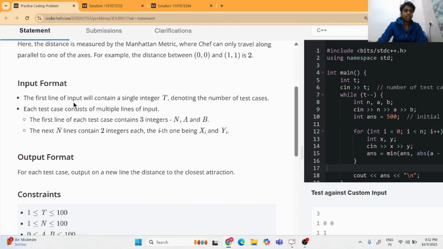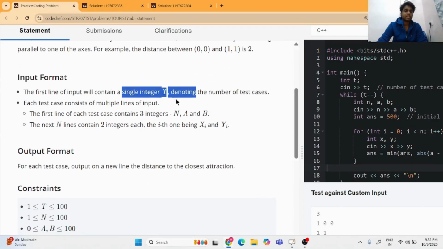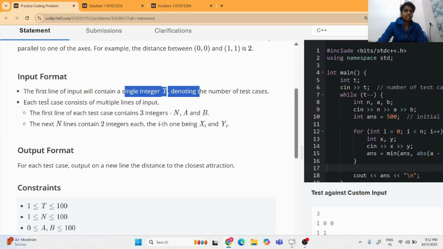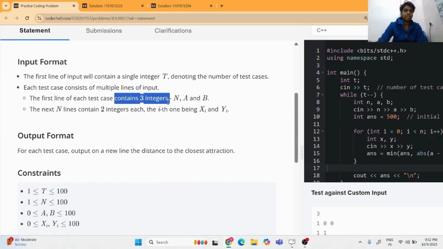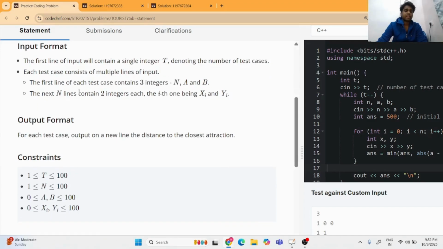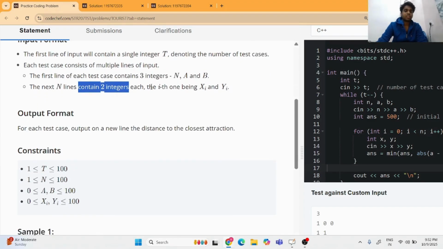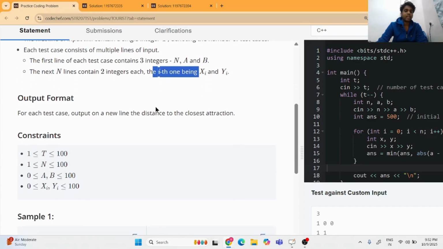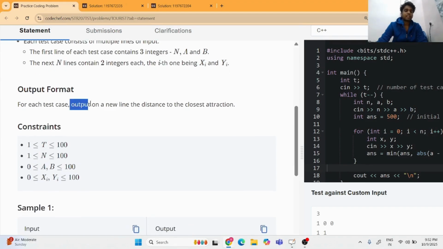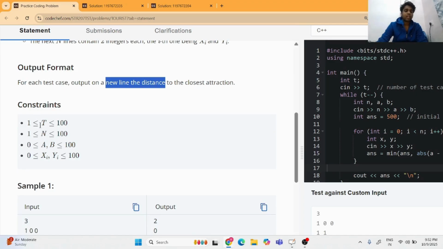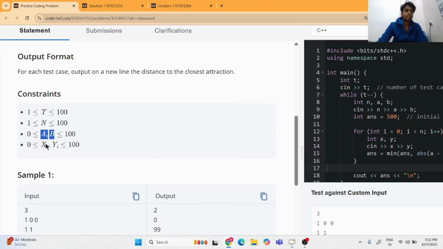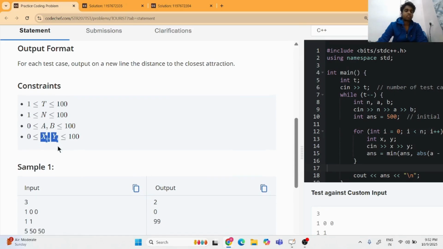Input format. The first line of input will contain a single integer T denoting the number of test cases. Each test case consists of multiple lines of input. The first line of each test case contains three integers N, A, and B. The next N lines contain two integers each, the ith one being xi and yi. Output format: for each test case, output on a new line the distance to the closest attraction. Constraints: T lies from 1 to 100, N lies from 1 to 100, A, B lie from 0 to 100, xi, yi lie from 1 to 100.